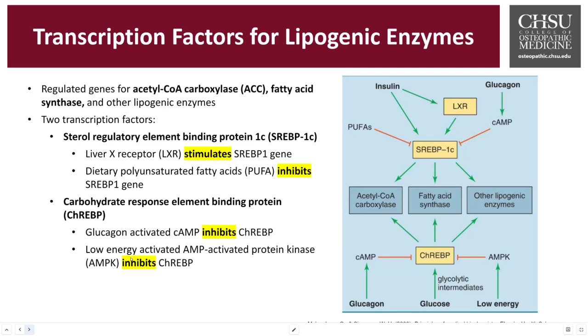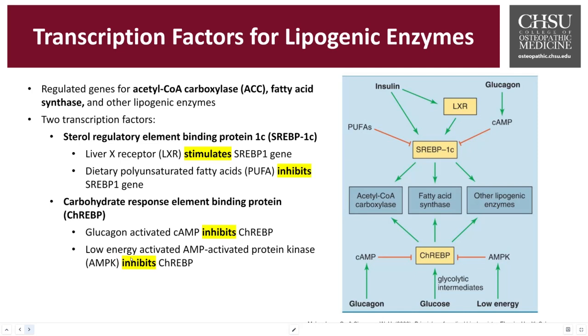The second transcription factor involved in the regulation of lipogenic genes is the carbohydrate response element binding protein, also known as ChREBP. ChREBP is activated in response to high carb intake or elevated glucose level. It plays a critical role in promoting the synthesis of fatty acids and triglycerides by upregulating the expression of these lipogenic genes. Glucagon-activated cyclic AMP will inhibit this transcription factor, ChREBP, and also low energy via the AMP-activated protein kinase, AMPK, also inhibits ChREBP.